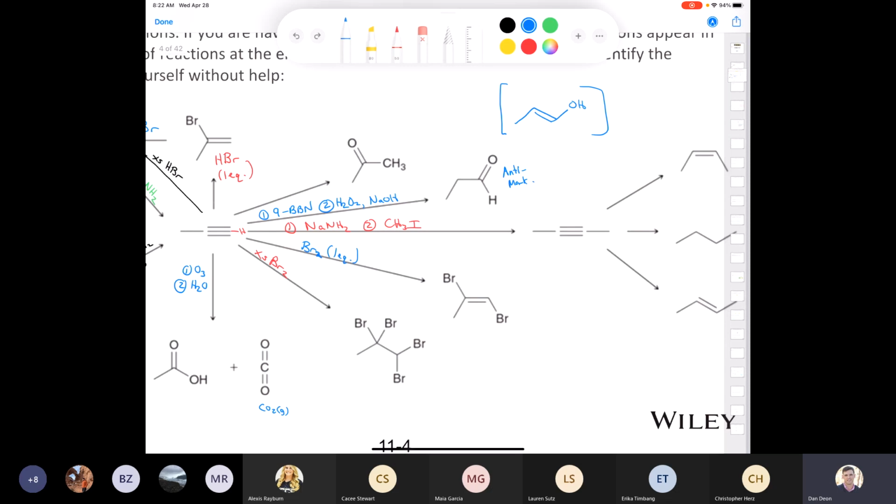Conversely, if we take the propyne molecule and we do the Markovnikov addition of water across that triple bond, what are the conditions? We need to have mercuric sulfate, sulfuric acid, there we go, and water, right? And that produces this enol, which undergoes tautomerization to give you the ketone in this case. So again, this is Markovnikov addition of water across that triple bond.